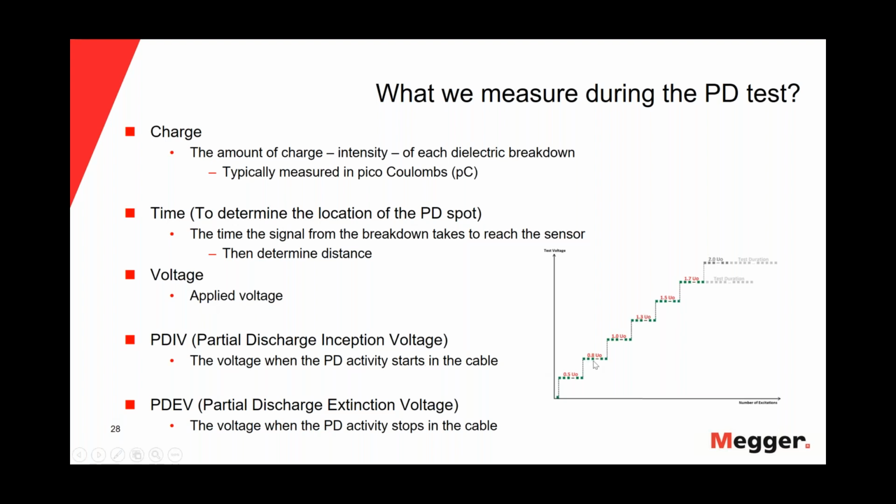The voltage is also very important because there is a dependency of the partial discharge versus the voltage, which means that if we detect PD activity at 0.8 U0 and we increase the voltage to 1 U0, the level of the partial discharge will increase. So that relation is also important. The other two parameters that are very important are the partial discharge inception voltage, which means the voltage when the PD activity starts in the cable, and the partial discharge extinction voltage, that is the voltage when the PD activity stops in my cable. For that reason, we recommend to increase the voltage step by step to find the PD IV and the PD EV.